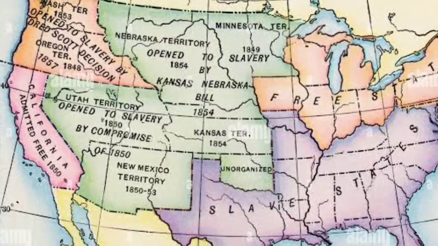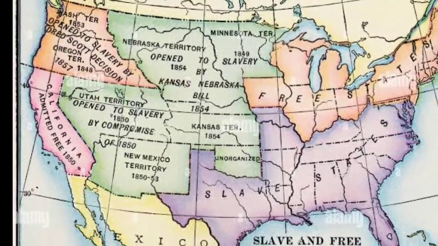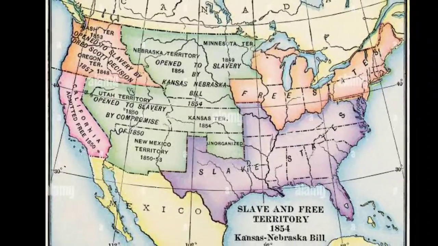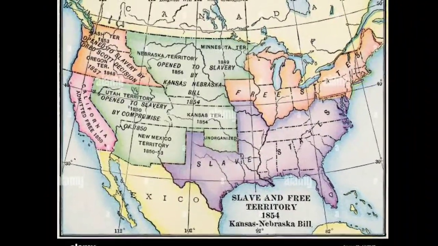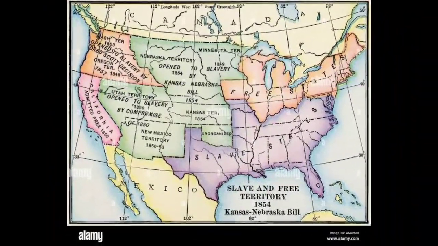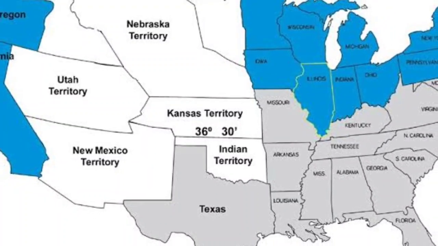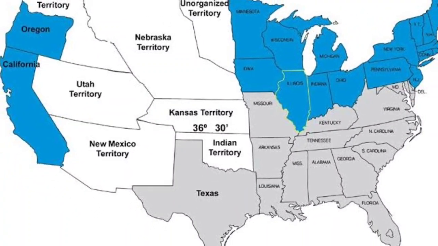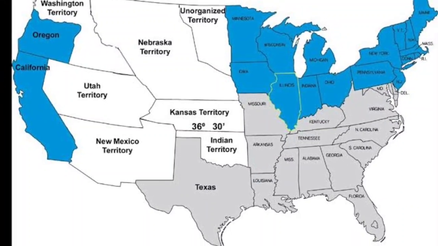The Compromise of 1850. The issue of slave and free states flared up again in the wake of the Mexican-American War, 1846 to 1848, which resulted in the acquisition of vast new territories in the West. The question of whether these new territories would allow slavery became a hotly contested issue.